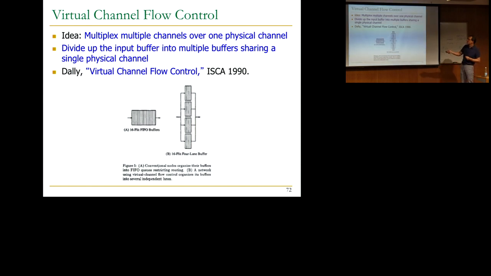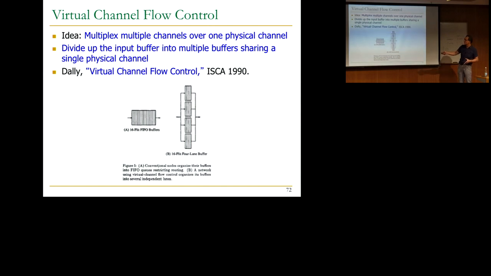Yeah, basically this is 16 flit FIFO buffers. You divide it into 16 flit four lane buffers. And this way you have flexibility. One of them may be requesting output port one, another may be requesting output two, another may be requesting output three. Now you can actually distribute them. It's a limited form of out-of-order execution. Actually, if you know the idea of clustering the execution engine, that's essentially what's happening here.